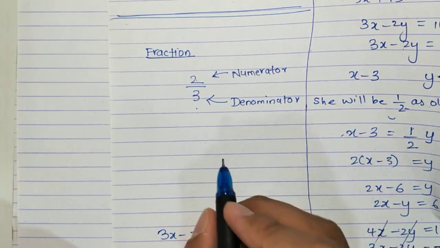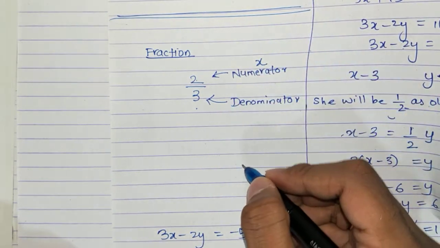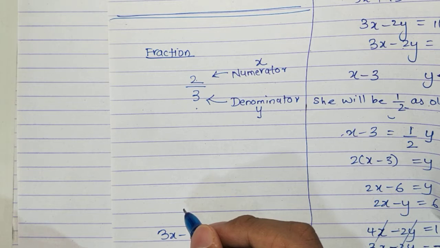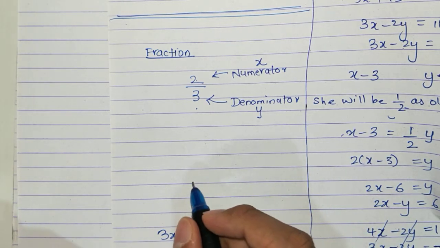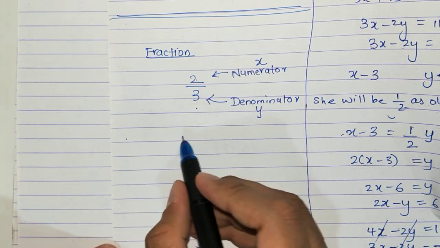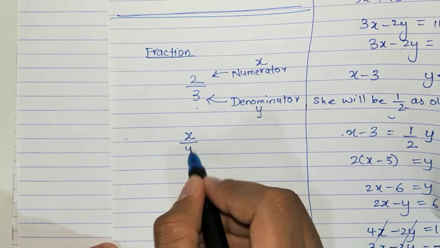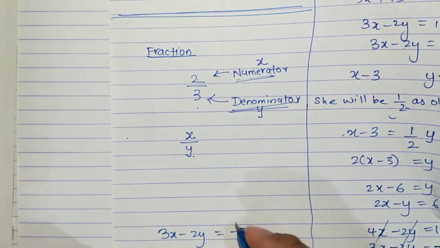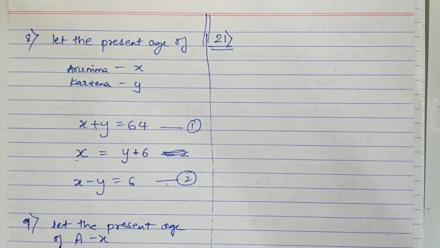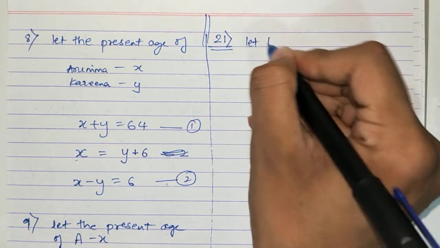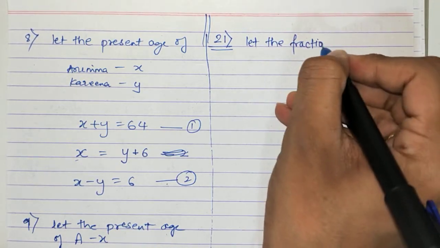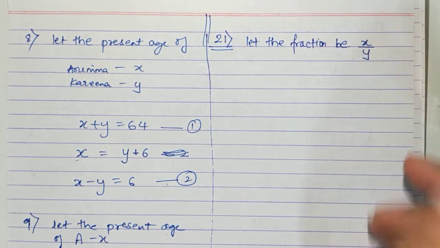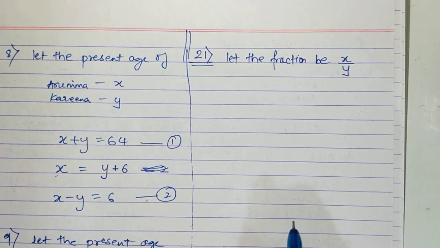So in our sums, we will always take the numerator as x and the denominator as y, because we have to assume the fraction in the beginning. So we will always write the statement, the question will start with: let the fraction be x upon y, where x is the numerator and y is the denominator. Question 21. Find the fraction. So first I'll write: let the fraction be x upon y.